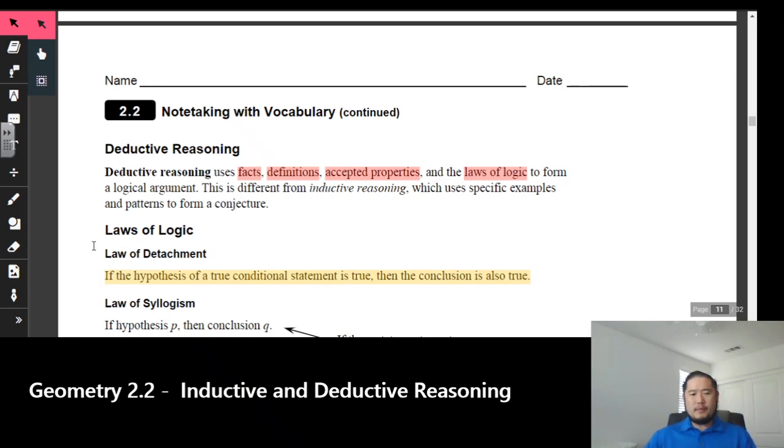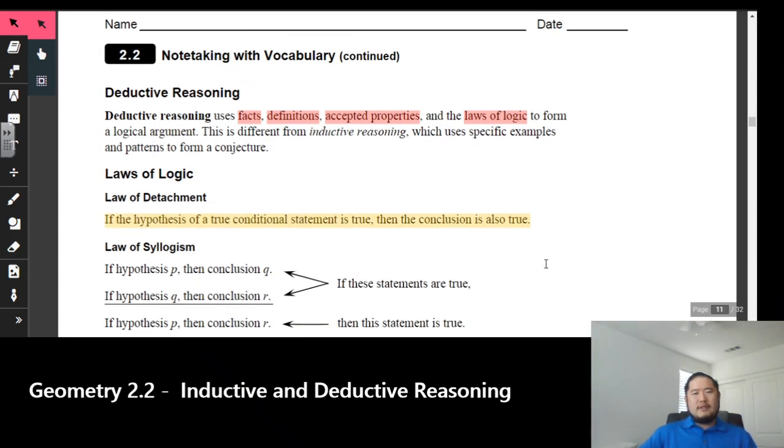Okay, let's take a look at the law of syllogism. Now, the law of syllogism is like a three-part system. You can see right here, it says if the hypothesis P, then Q. Then we have Q, then R. If these two statements are true, then what we can make is a connection between P and R.